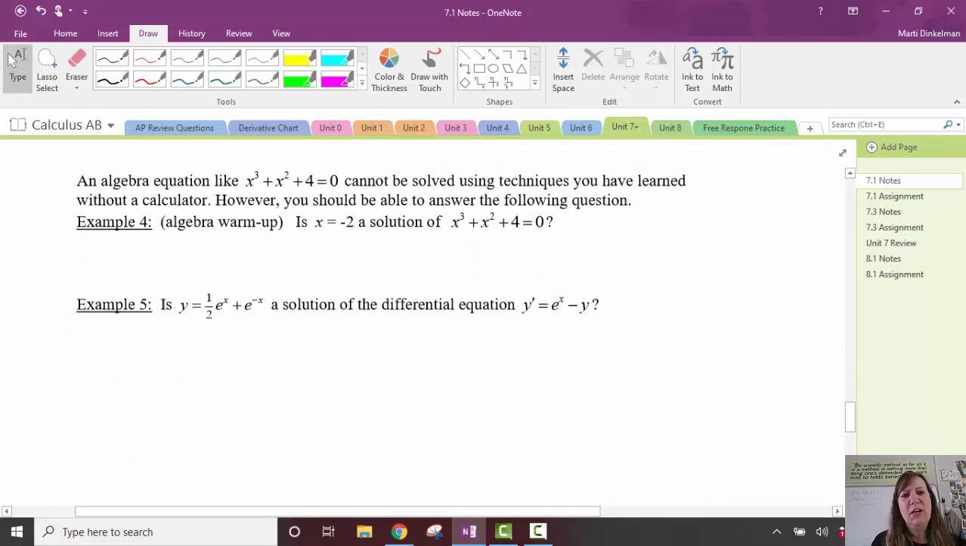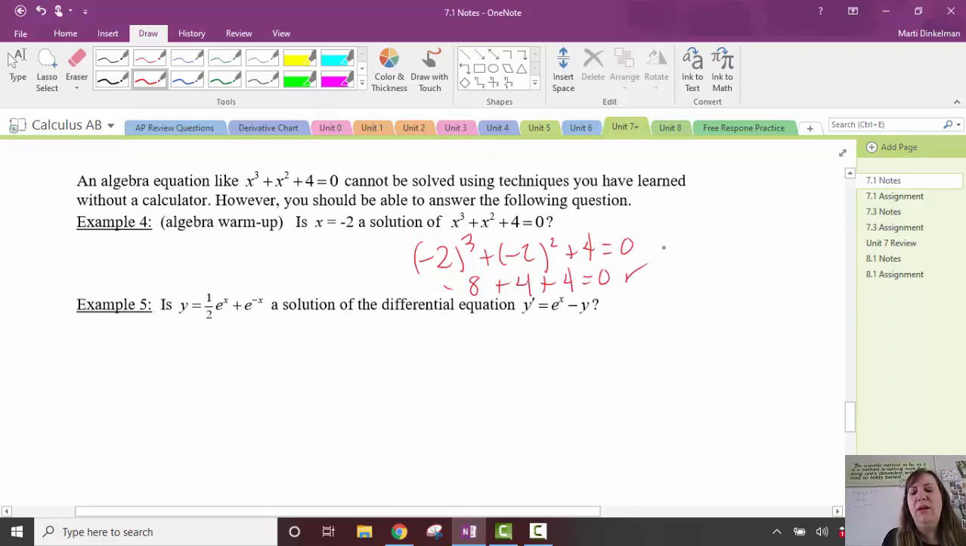Okay, so now we're going to talk about what it means for something to be a solution. What we were actually finding were solutions. Sometimes they ask us a question where they just have to verify if something is a solution. So it's just like in algebra when we found x equals -2 as a solution, how we would plug in the solution to verify. Sometimes we call these zeros, which is fine. So -8 plus 4 plus 4 equals 0. So that's how we checked if it was a solution.